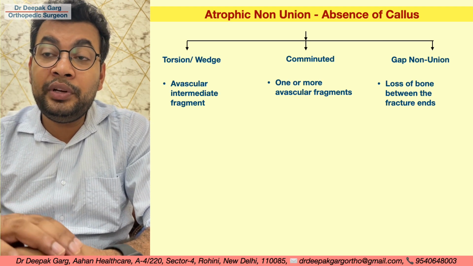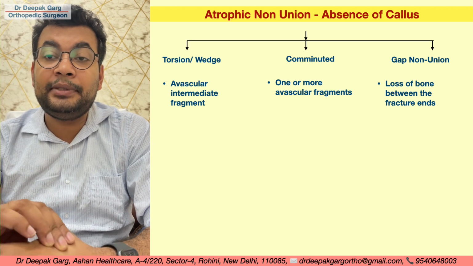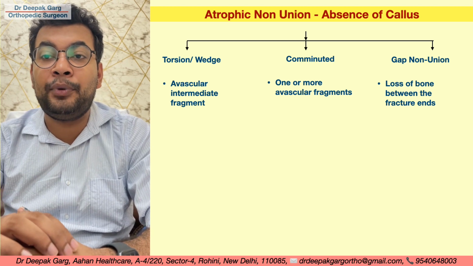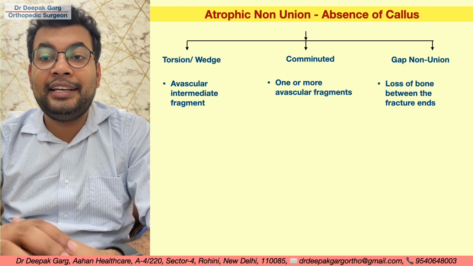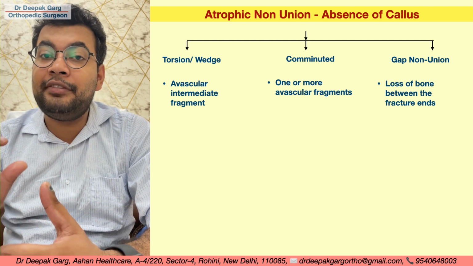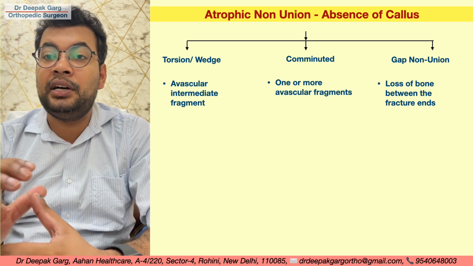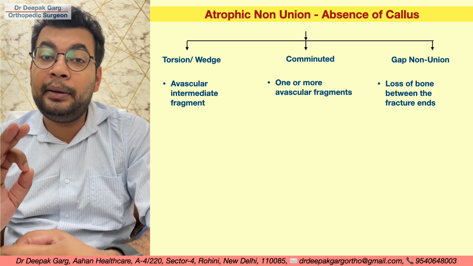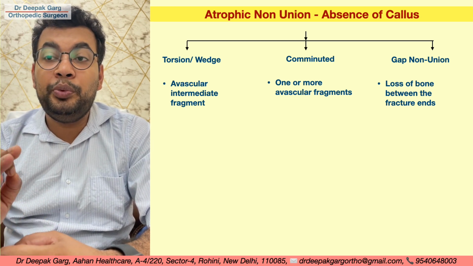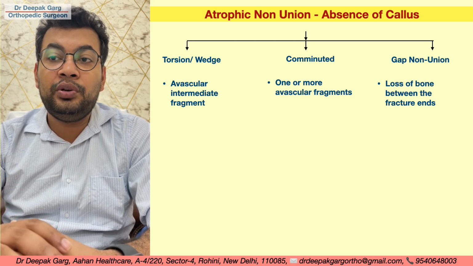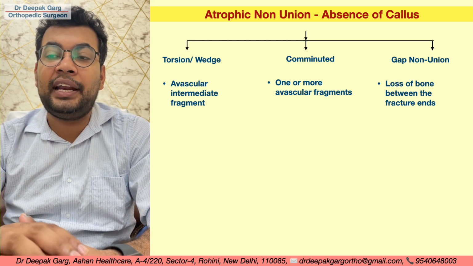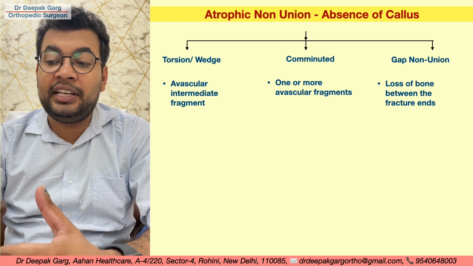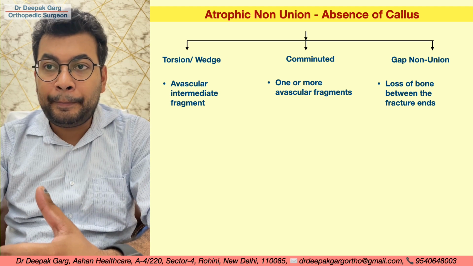Then atrophic non-union, again it is divided into 3 types. It can be torsion or wedge non-union, it can be a comminuted non-union, it can be a gap non-union. If we talk about the torsion wedge non-union, then definitely there will be some avascular component that is leading to the atrophic non-union. So in torsion or wedge non-union, an avascular intermediate fragment will be there, whereas in comminuted non-union, there will be 1 or more fragments which are avascular. In gap non-union, usually there is a loss of bone between the fracture ends and the ends are non-viable.